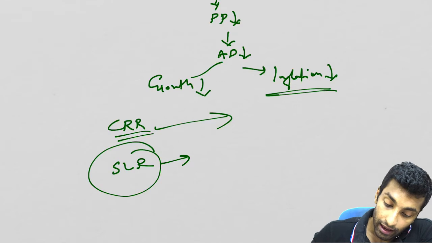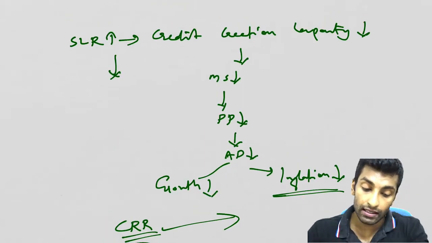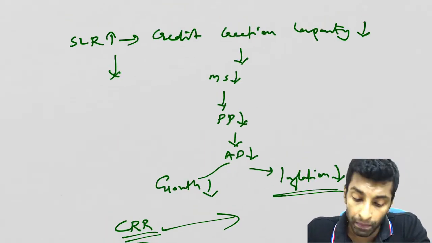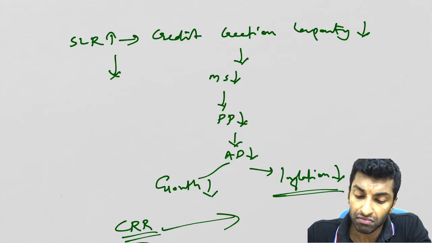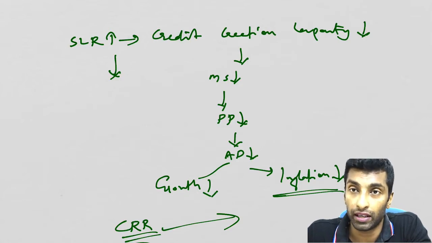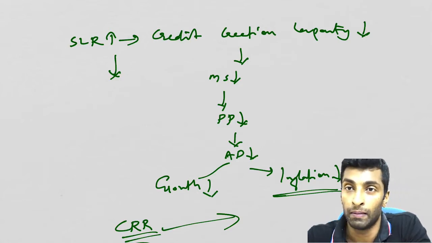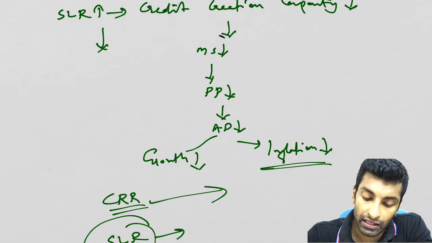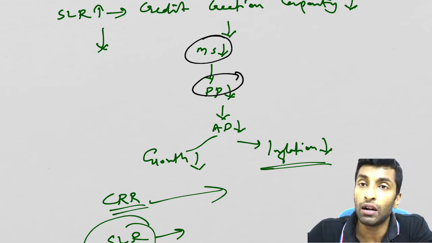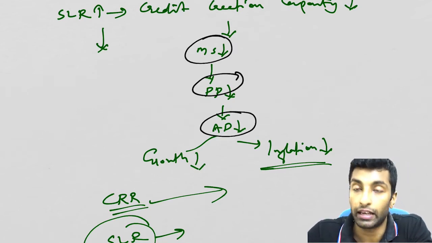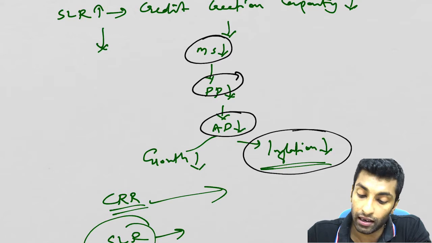Then today we will see how SLR is actually affecting the money supply. SLR increase means the credit creation capacity of the bank will decrease because banks have less money to lend. So it will directly affect the money supply. So you can see money supply is coming down, purchasing power will come down, aggregate demand will come down, so you can tackle inflation.